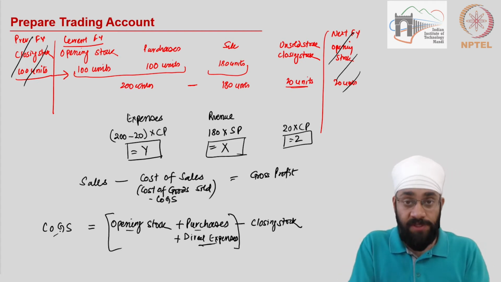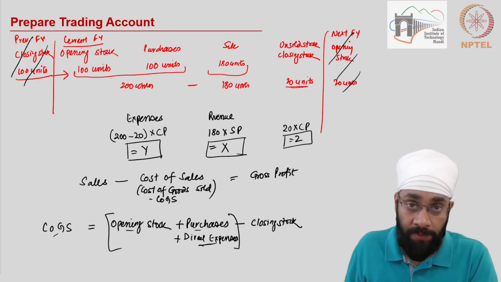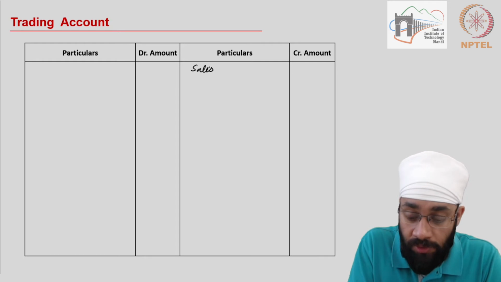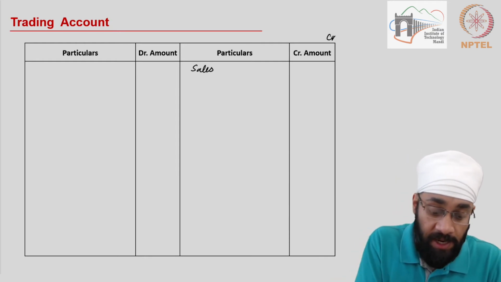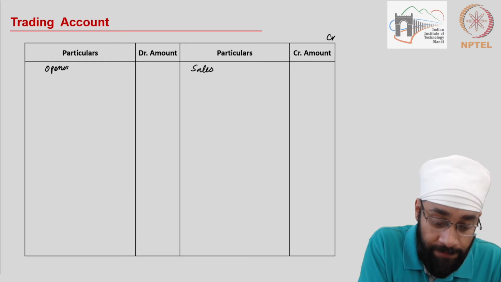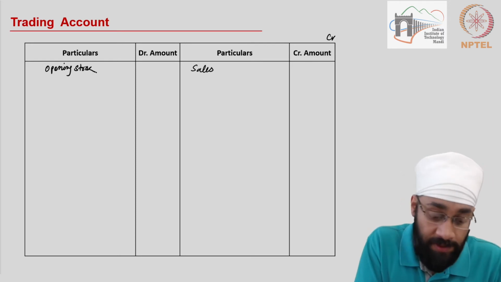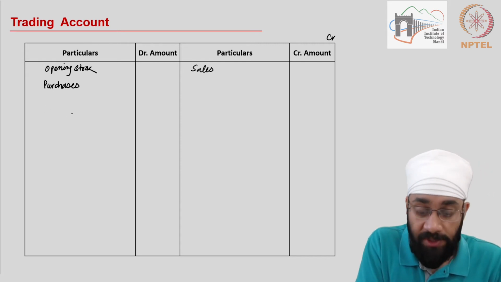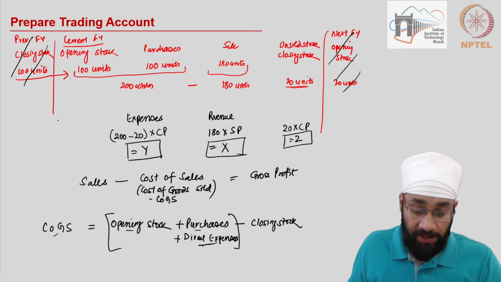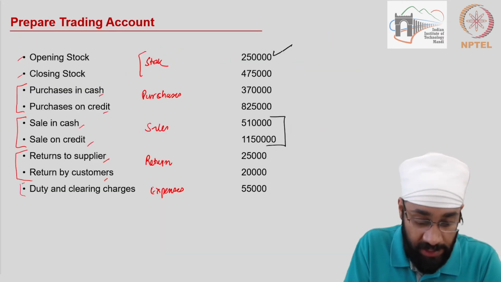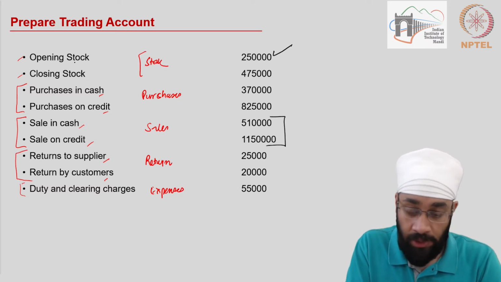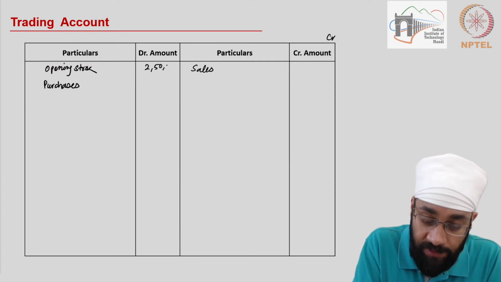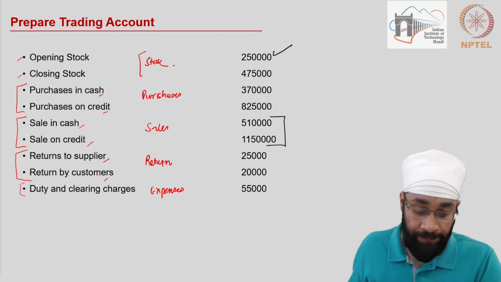Now, using this principle, using this understanding, we are going to prepare the trading account. So in the trading account, we know we have to show income on the credit side, sales, and then we have to show opening stock, which becomes an expense here, and then we're going to show purchases, and then we're going to show any direct expenses. So I'm going to go back to the numbers, pick the amounts, and post them in the right places. Opening stock is 2,50,000.